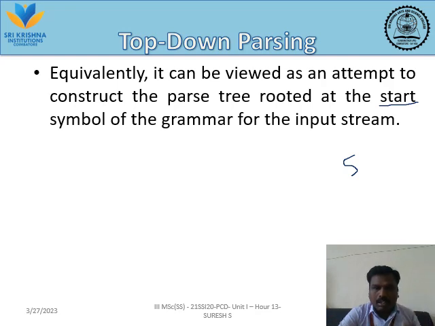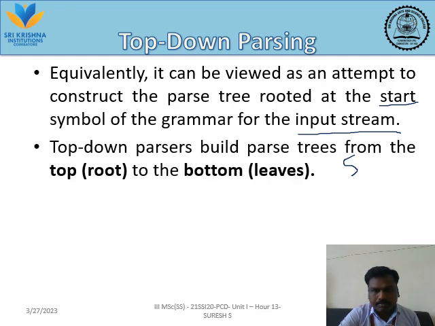So here we should consider that we have to start with the start symbol always. We have to elaborate the start symbol until we reach the actual input stream, that is the typical written source code. Next, the top-down parsers build the parse tree from the top, that is, as I told you before, top means root and bottom means leaves. So top-down parsers build parse trees from the top, that is root, to the bottom, that is leaves. Okay, guys, I hope you understand this. If you have any doubts, you can ask me too.